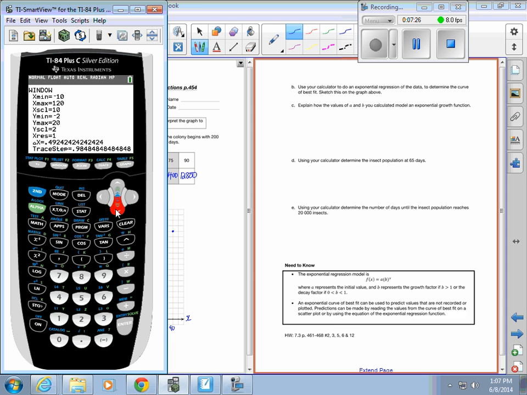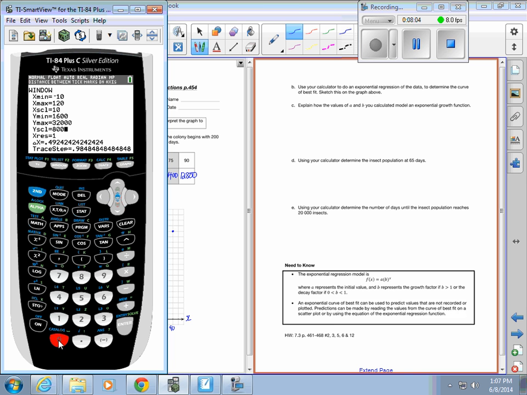My y minimum, -2 is fine, that's just showing me a little bit there. My y minimum, I'm going to put my 1600 in. My y maximum, just because of a question we have coming up here where it's at the 20,000, I'm going to go to 32,000. My y scale then, I'm going to go up by 800s.